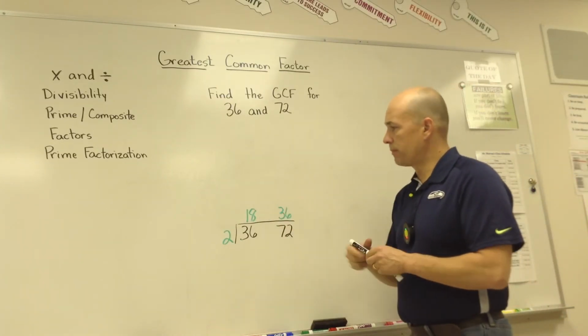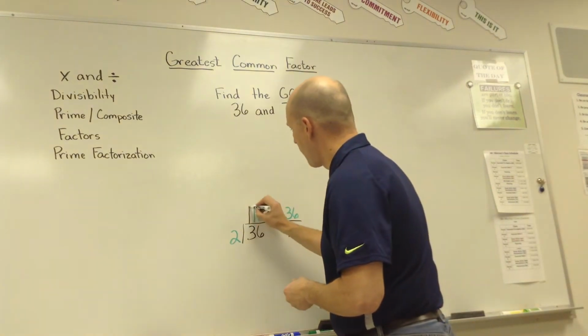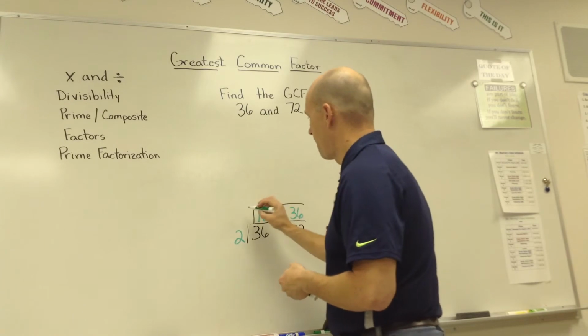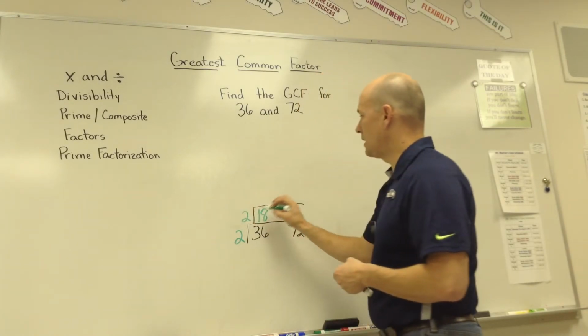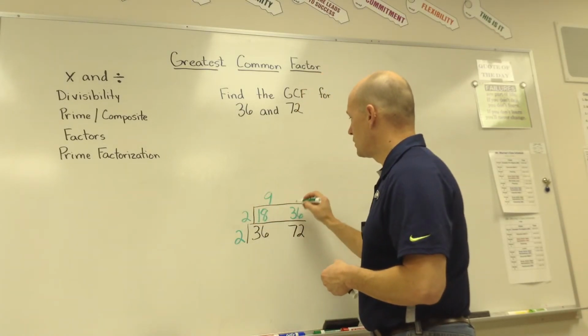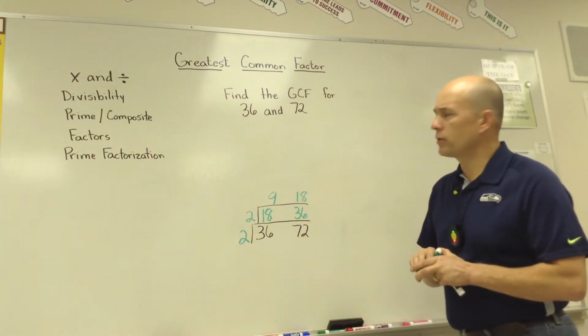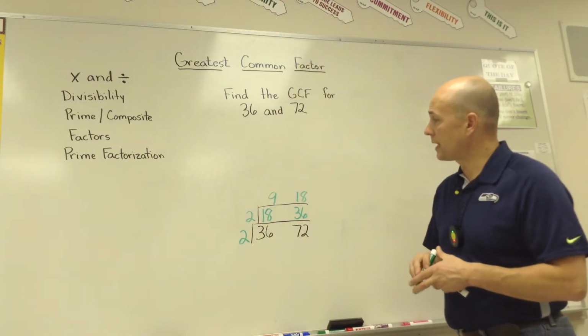I can see right away they're both even again. So I'm going to take those and divide those by 2. 18 divided by 2 is 9. 36 divided by 2 is 18. Well, now they're not both even, so 2 is not going to work this time.